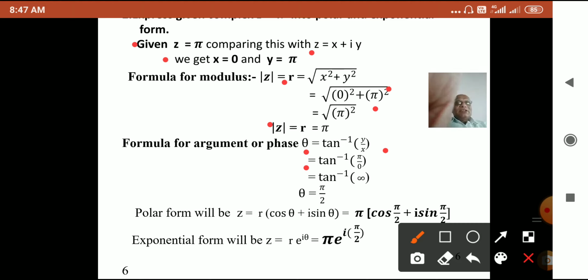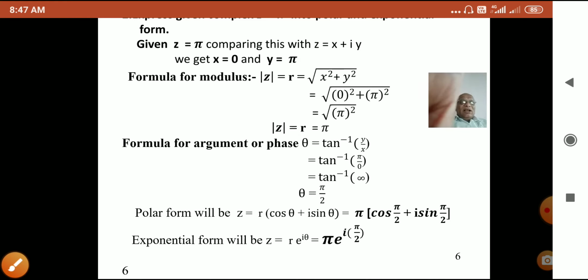So we can represent this complex number in polar form using the formula z equal to r into bracket cos theta plus i sin theta, and in exponential form z equal to r e raised to i theta. Now substitute the value of r as pi and theta as pi by 2. So the complex number in polar form will be z equal to pi into bracket cos of pi by 2 plus i sin of pi by 2, and in exponential form z equal to pi e raised to i pi by 2.